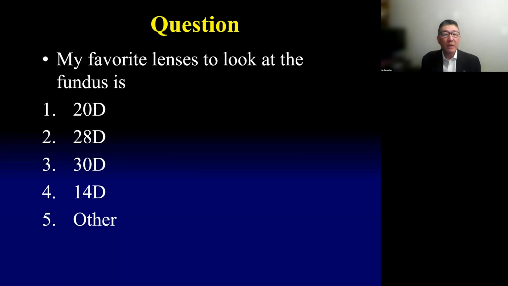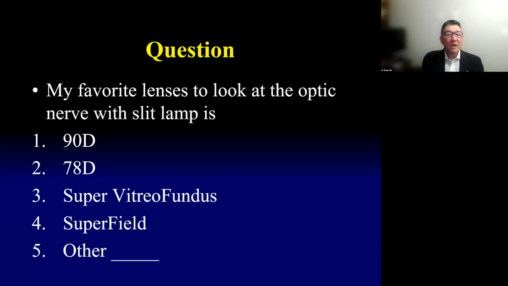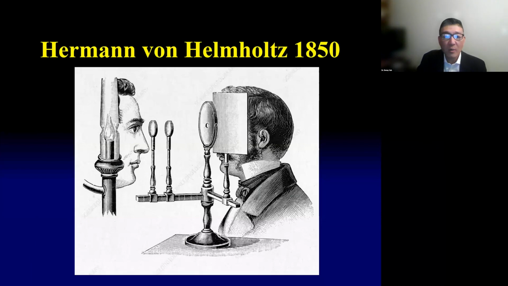My favorite lenses to look at the fundus is... and I think in many places around the world that I have traveled, most people just use the 20 diopter lens, but I just wanted to let you know through our talk, I think you're going to realize that there are actually many different types of lenses out there. There's a 20, 28, 30, 14 diopters, or 15 diopters. And we're going to talk about the pluses and minuses of those. And then my favorite lenses to look at the optic nerve with the slit lamp is 90 diopter, 78 diopter, super vitreous fundus, and superfield. So again, to look at the fundus using the slit lamp, there are different types of lenses, and Paul's going to talk about that a little bit more in detail.